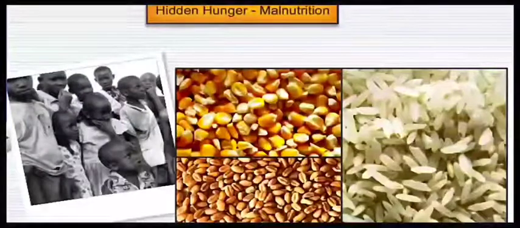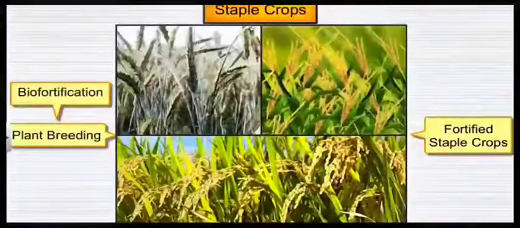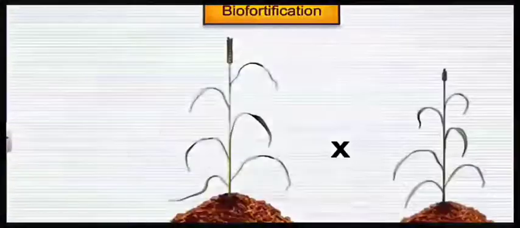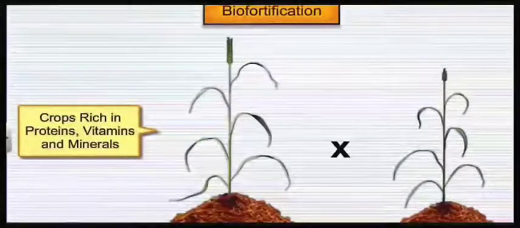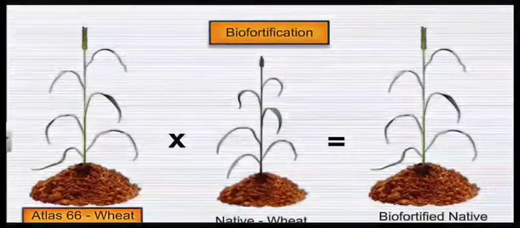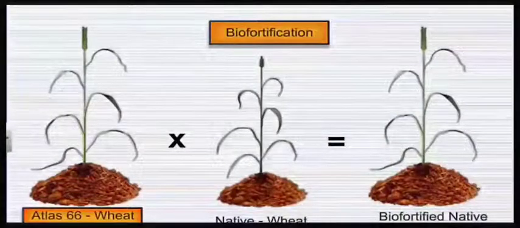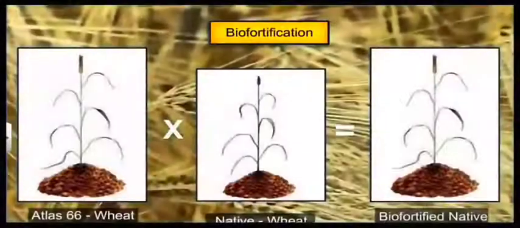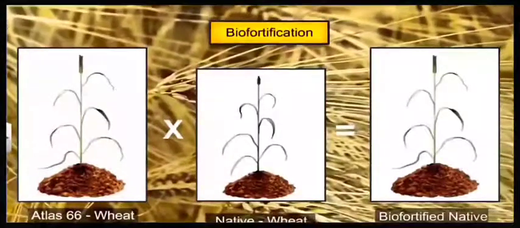So this hidden hunger can be dealt with using biofortification. Biofortification is a process of fortifying the staple food to increase its nutrient quality. So the crop is made to be rich in nutrients. A very good example is Atlas 66, a variety of wheat. When it was crossed with a native wheat variety, a biofortified wheat variety was produced, which was also very good and a rich source of protein.